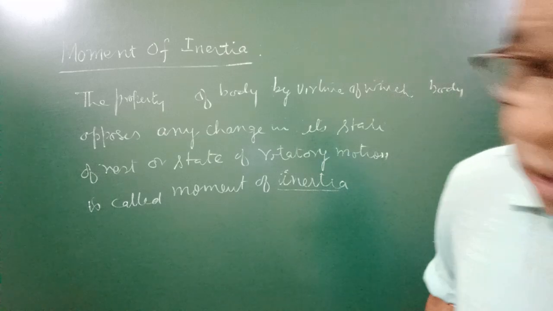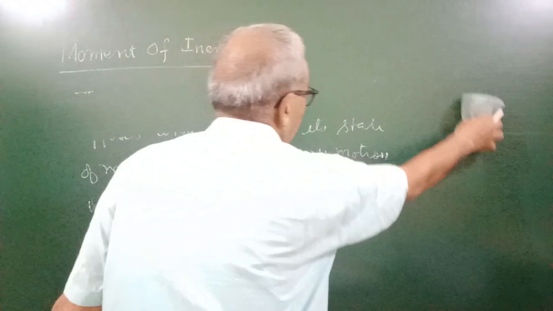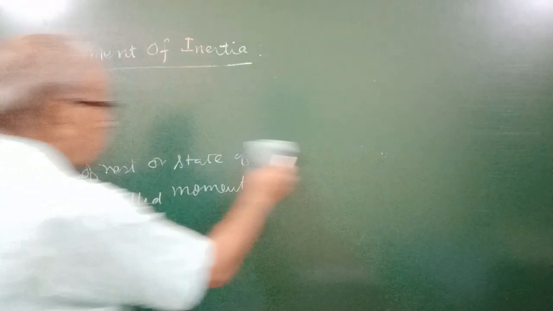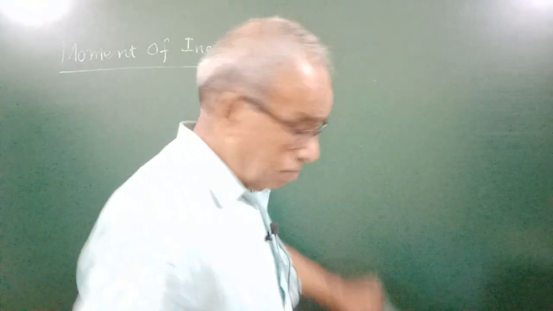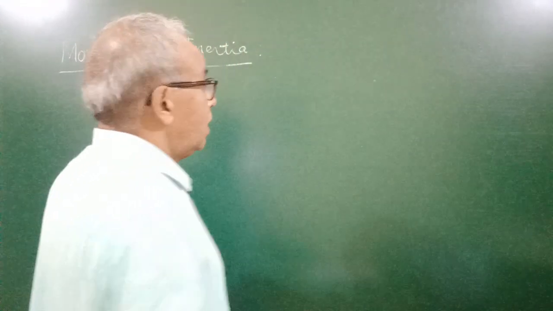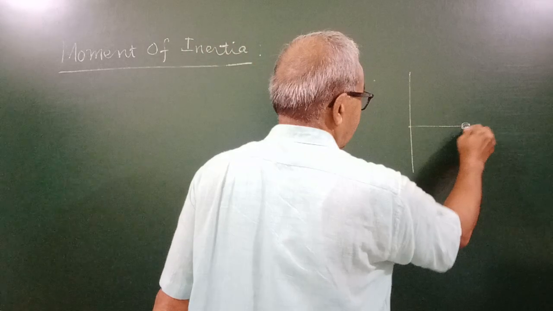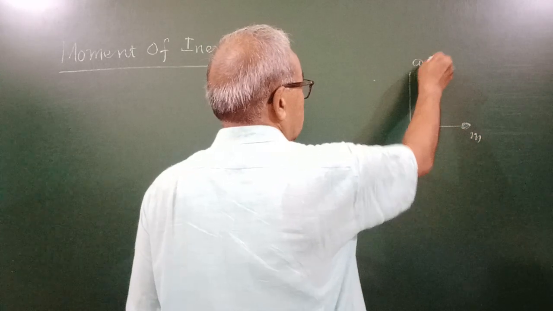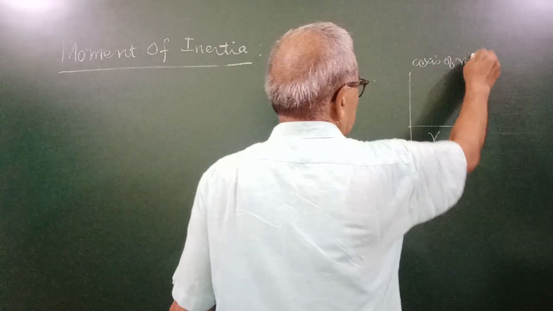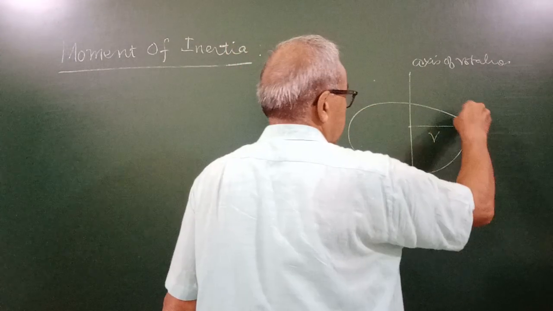But then how to measure inertia? In physics, the great thing is that we measure everything. So moment of inertia of different bodies has different values. It also depends on the axis of rotation. For simplicity, I take here first of all the axis. A particle of mass m rotates about this axis, along a circular path.